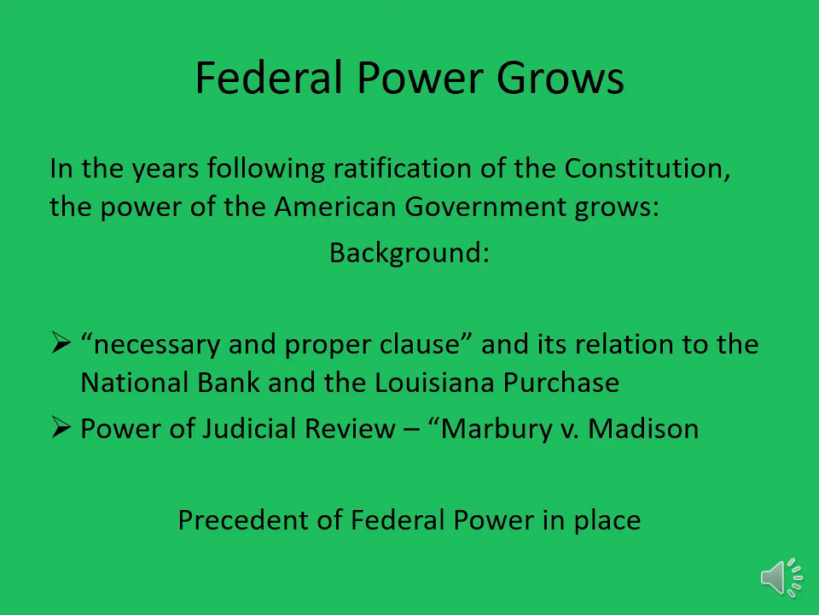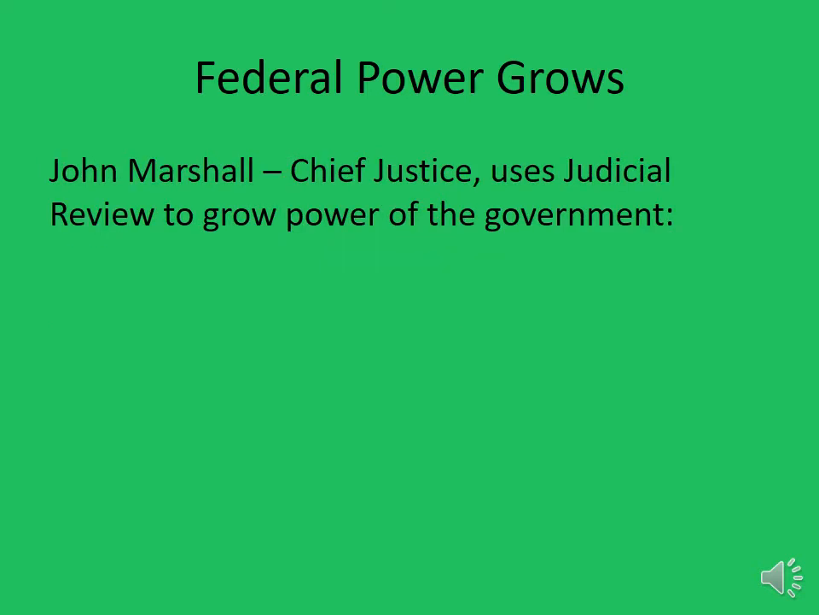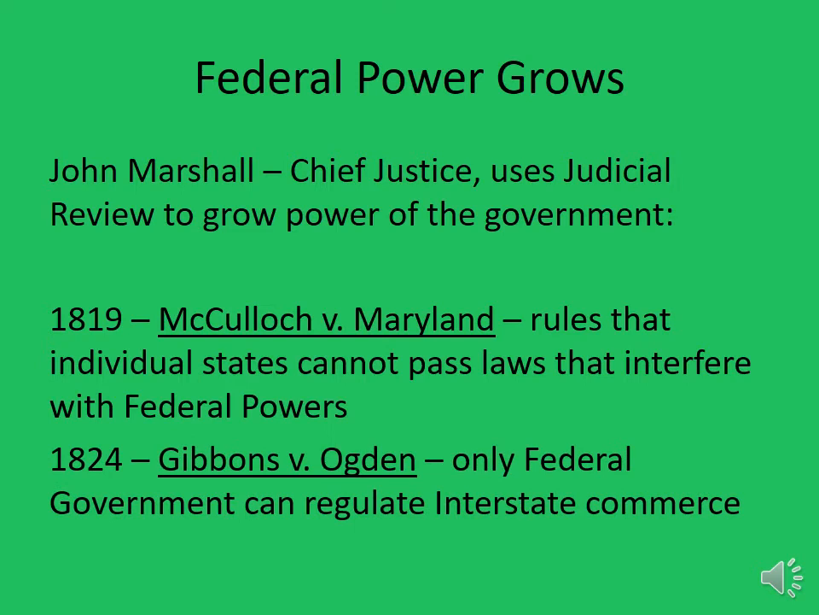So the precedent of federal power is in place, meaning that the government and the Congress have the power to do things that might come up later on that might not be exactly stated in the Constitution. John Marshall would become the Chief Justice of the Supreme Court, and he uses that power of judicial review to grow the power of the government.